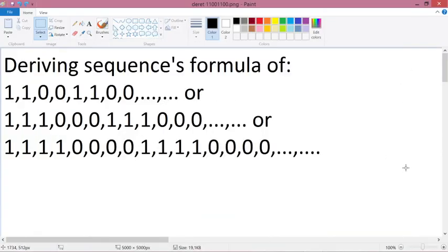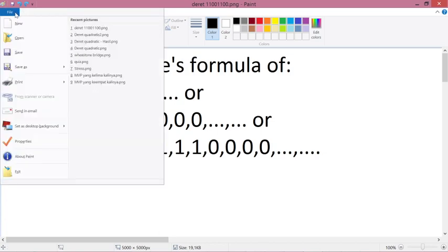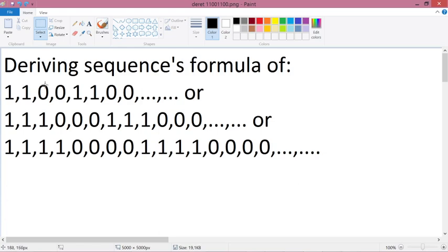In this video, we will learn how to derive the formula of the sequence 1100, or 111000, or 111000. The first thing you need to know is that this is an alternating 0 and 1 pattern, with n numbers of 1 and the same n numbers of 0, repeating, and it is like a floor, floor n minus 1 power sequence.